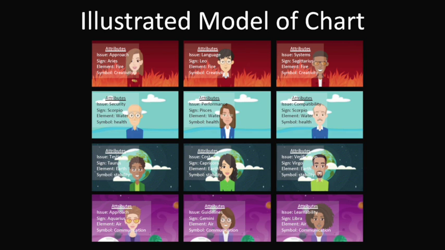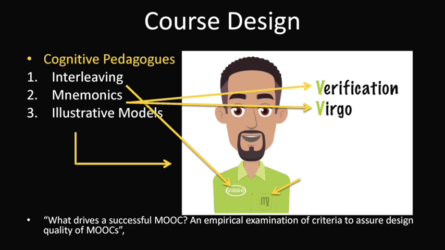If you go and take a look at the course design, throughout the course, you'll see the cognitive pedagogues. You'll see interleaving. You'll see me talking about the mobile development issues and combining it with astrology. You'll see me using mnemonics to engage the learner and help them remember that Virgo is responsible for verification. You'll see the illustrative models. You'll see that their names will be on their clothing, as Virgo, just to reduce the cognitive load and keep the learner engaged.